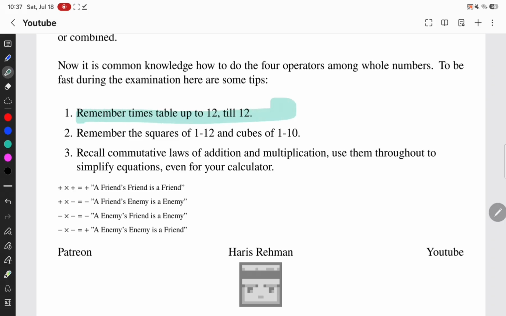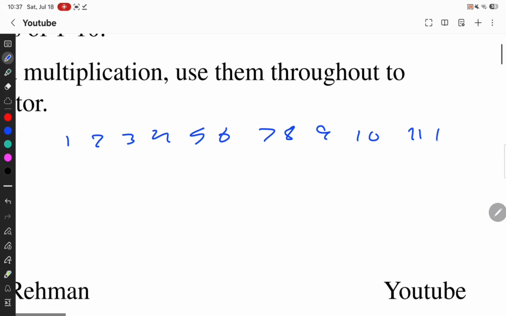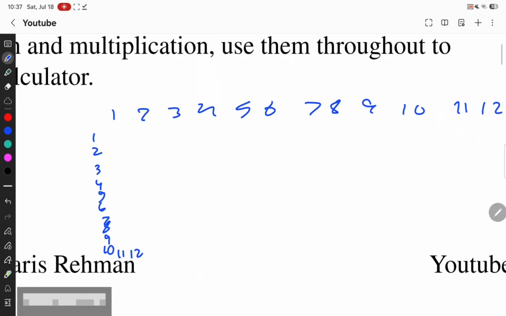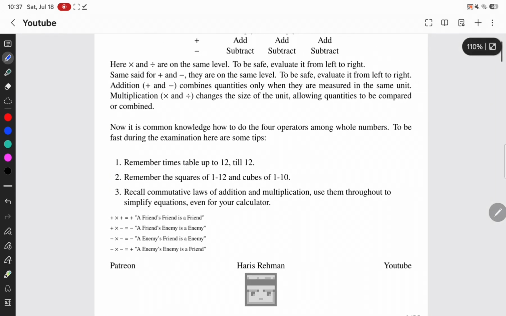Remember your times table up to 12. Example: 1, 2, 3, 4, 5, 6, 7, 8, 9, 10, 11, 12, and up to 12 times 12. If this seems a bit too much, it will come with practice, but I really suggest knowing our times table up to 12 times 12.